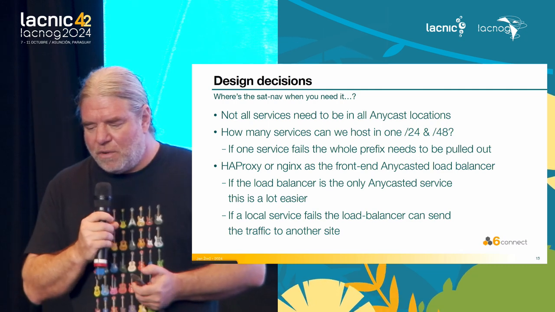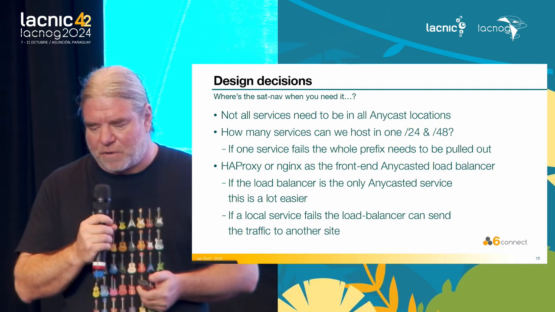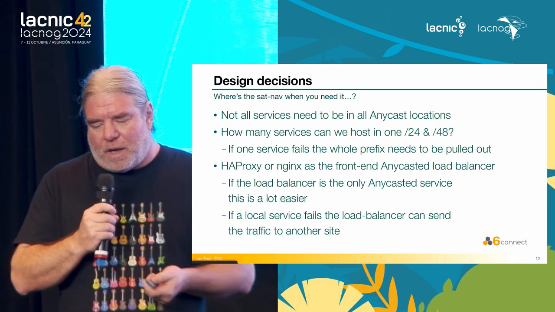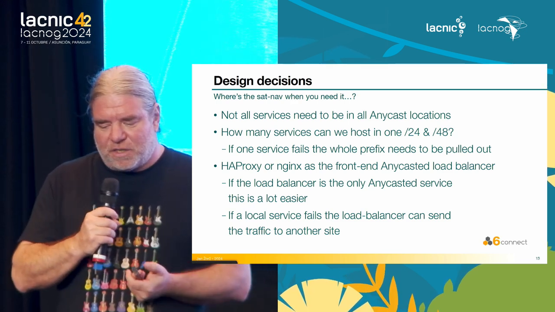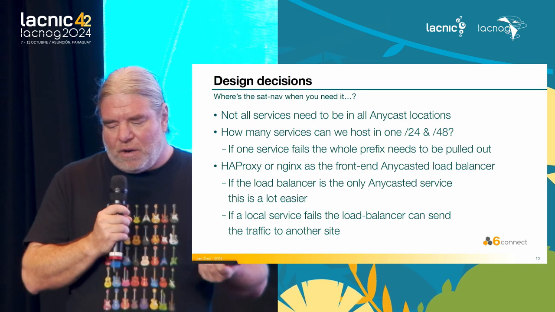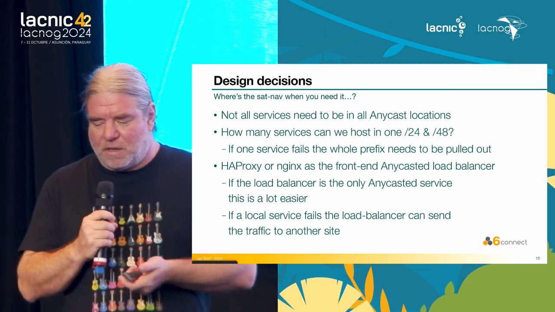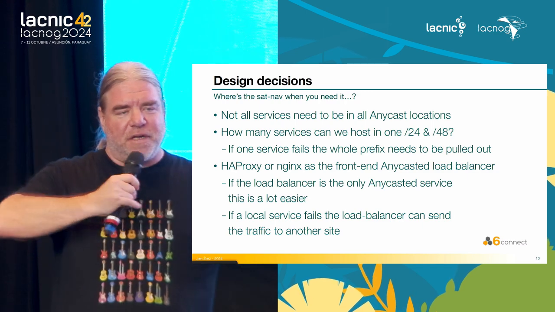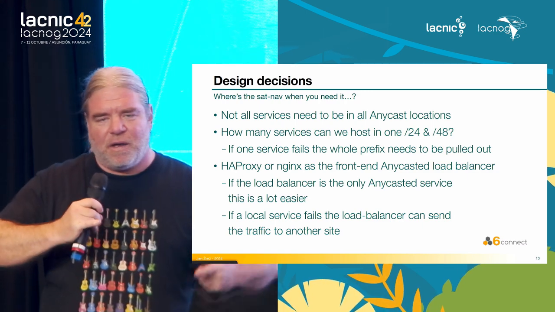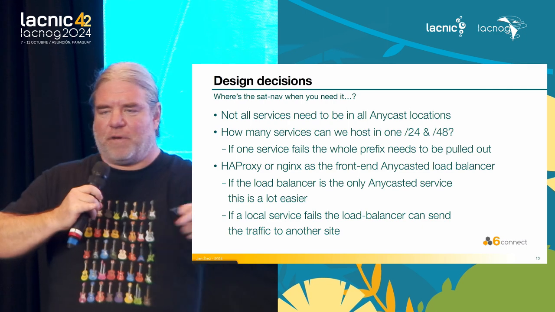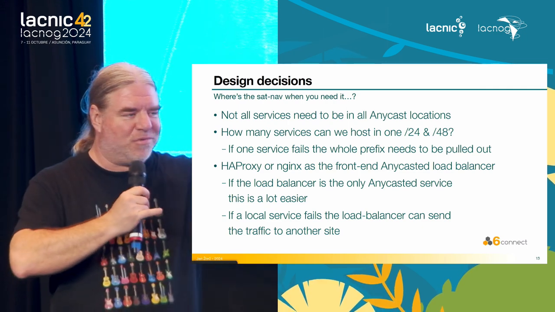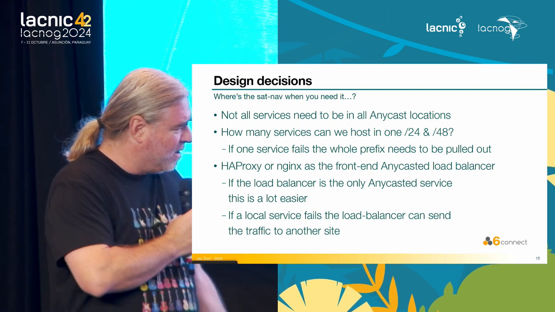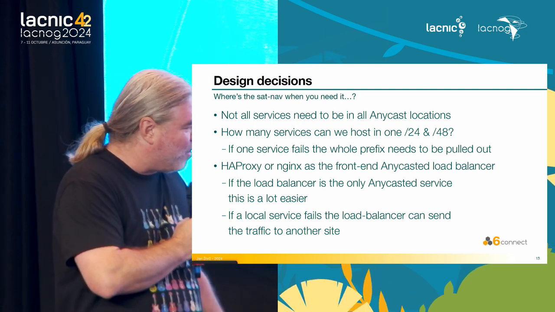Nginx is also a good choice for the load balancer. And if the load balancer is the only Anycasted service, this is quite easier. If a local server fails, the load balancer can send the traffic to another site. Everything is then meshed in the back. If something fails, the traffic will just reroute around the problem, basically. And that's how the internet was supposed to be, right? Exactly. They just route around the problem.